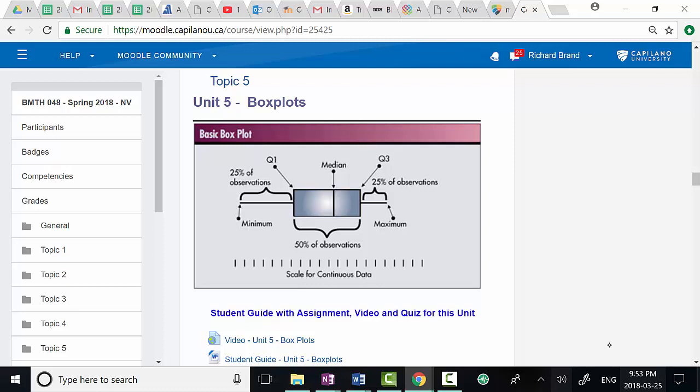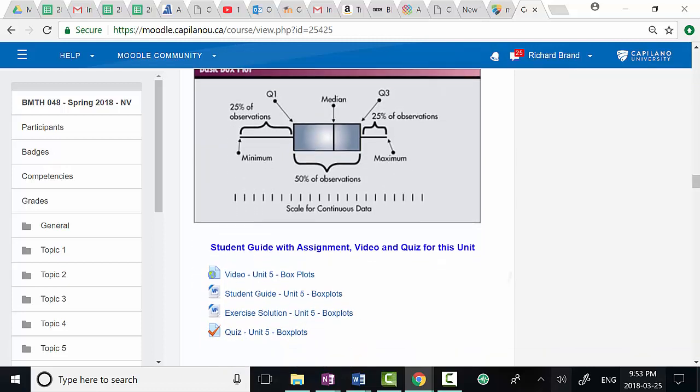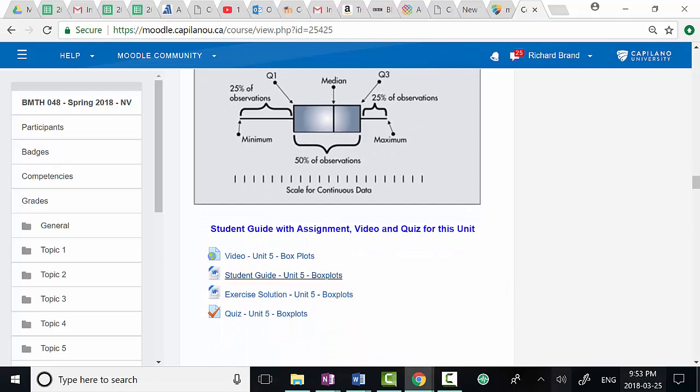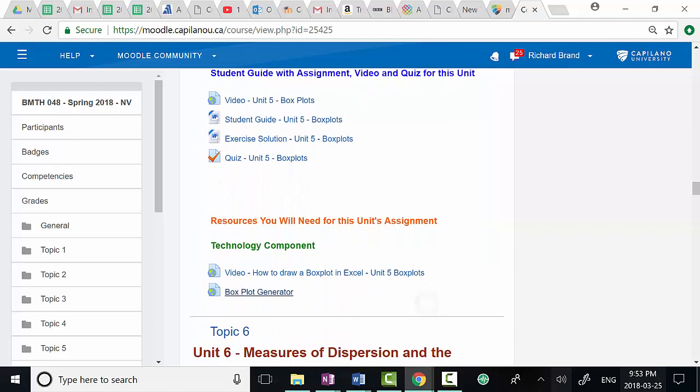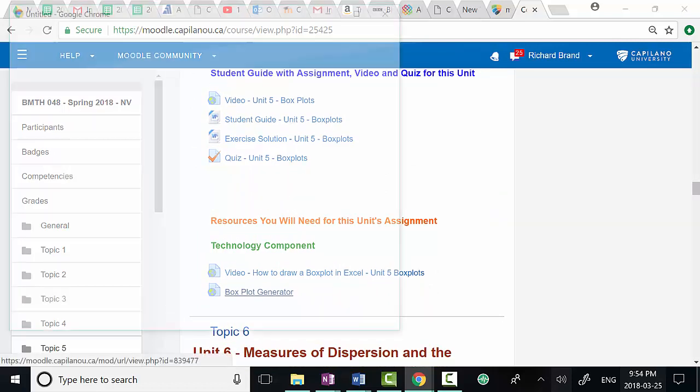In Unit 5 of Bmath 048, in the Moodle course, you will find the section on box plots. There's a student guide that you need to download. There are solutions to all of the exercises in Unit 5 as well that you need to download. First thing you should do is really watch the video, however, on box plots. There's also a Moodle quiz in Unit 5 on box plots. Now, further down in the technology component, there's a box plot generator. I'm going to select that now.